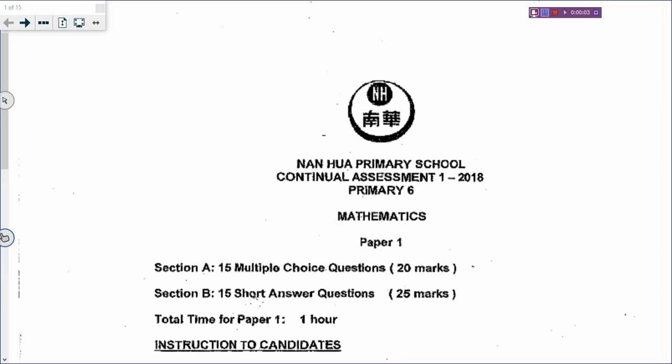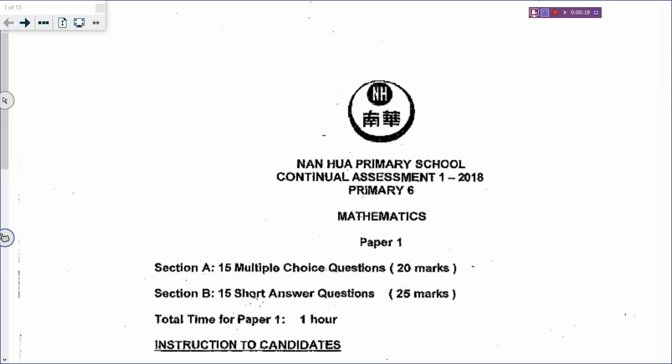Okay, now today we are going to look at Nanhua Primary School, CA1 2018, which is a Primary 6 school paper. So paper 1, we are unable to use calculator, so we have to work out manually. Alright, so how to do well for paper 1? You have to know your basics and your concepts.